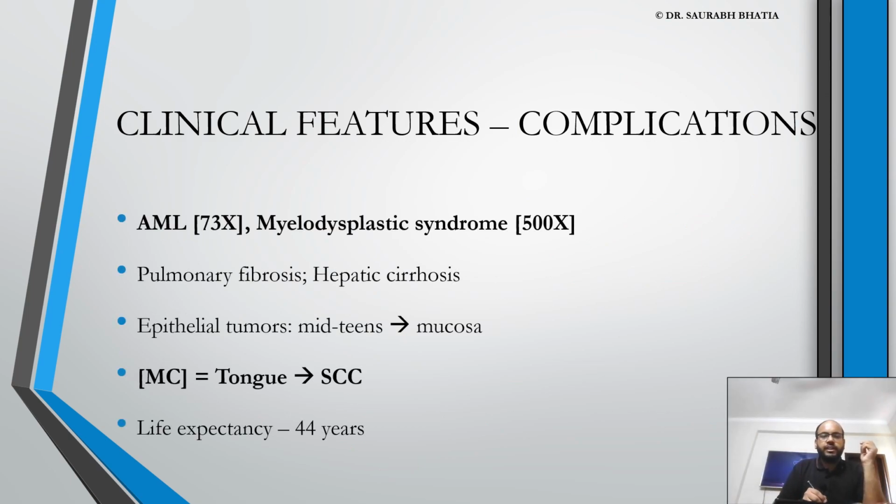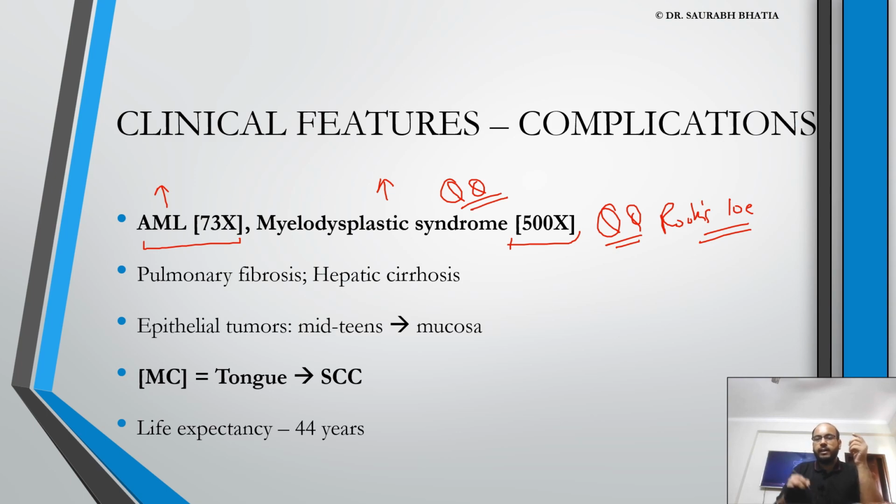Patients with dyskeratosis congenita have about 73 times the increased risk of acute myeloid leukemia and about 500 times the risk of developing myelodysplastic syndrome. So these are all data which I've taken from the Rook's latest edition, 10th edition. So if any kind of MCQs, this could be easily asked: you can have 5,000 times the risk of myelodysplastic syndrome, about 1,000 times the risk of leukoplakia developing into SCC, and 73 times the risk of acute myeloid leukemia. Other complications include pulmonary fibrosis and hepatic cirrhosis.